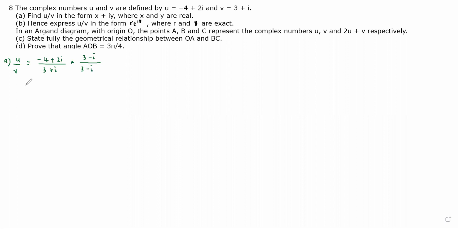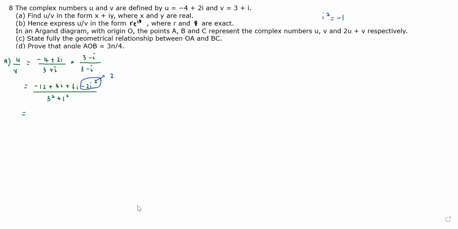And we do the same for the numerator. Expanding the numerator, we have -12 + 4i + 6i - 2i squared. In the denominator, this is just a sum of squares, so we have 3 squared plus 1 squared here. -2i squared: i squared is -1, so -2i squared becomes +2.